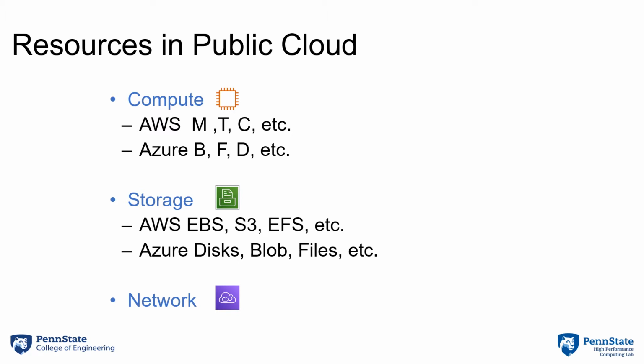Network is also varied among various public cloud providers. One of the key indicators of differentiation is the service rate that these various hardware resources offer. Let's look at what a service rate is.